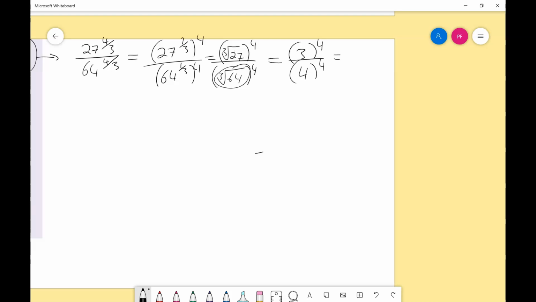So 3 to the power of 4 is 81. And 4 to the power of 4 is 256. And we'll just double check, can that be simplified? So I'll put it into my calculator, 81 over 256. And that gives me, nope, that's the best fraction I'm going to get out of it.